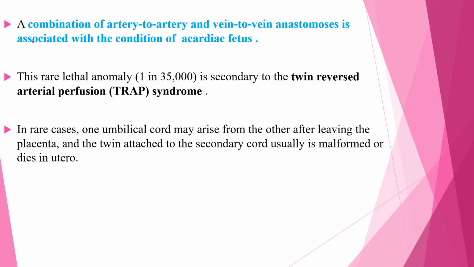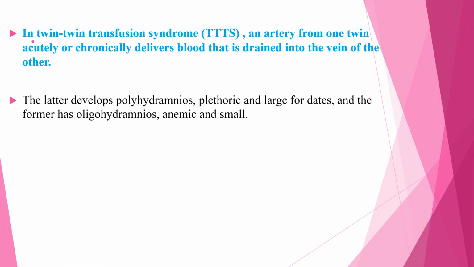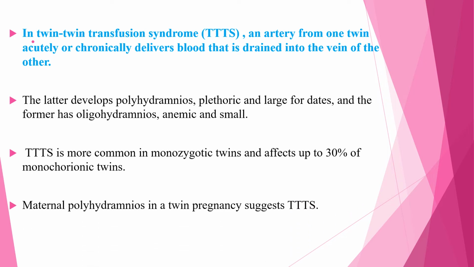In rare cases, one umbilical cord might arise from the other after leaving the placenta, and the twin attached to the secondary cord usually is malformed or dies in utero. In twin-twin transfusion syndrome, an artery from one twin acutely or chronically delivers blood that is drained into the vein of the other. The latter develops polyhydramnios, is plethoric and large, and the former has oligohydramnios, is anemic, and small. Twin-twin transfusion syndrome is more common in monozygotic twins, and it affects up to 30% of monochorionic twins. Maternal polyhydramnios in a twin pregnancy suggests twin-twin transfusion syndrome.